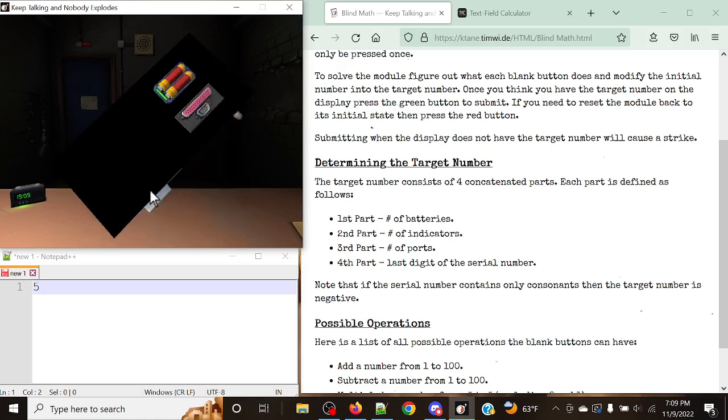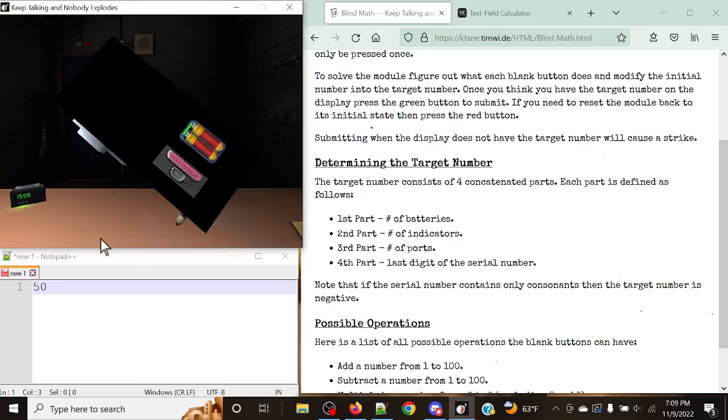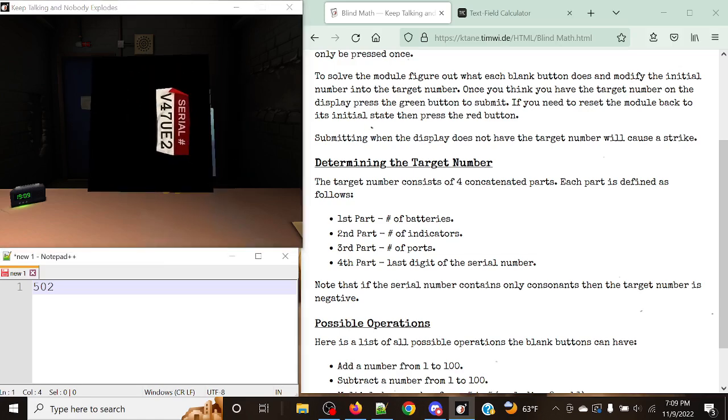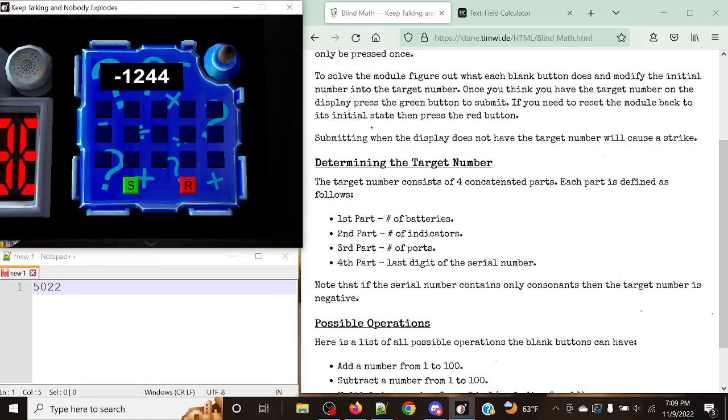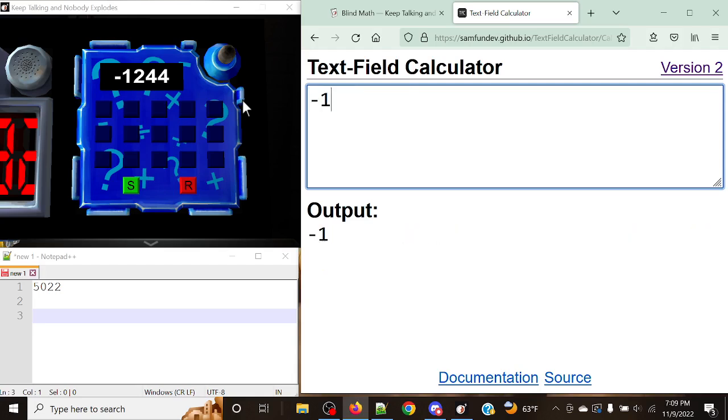The number of indicators is going to be 0. The number of ports is going to be 2. And the last digit of the serial number is going to be a 2, okay? So it's going to be 5022, and this is going to be positive. So now we're on the negative spectrum of this whole thing, so we have to be very careful with this. So -1244.